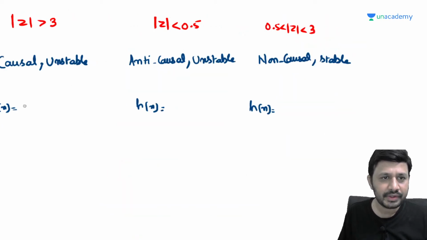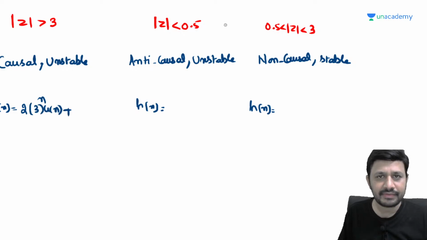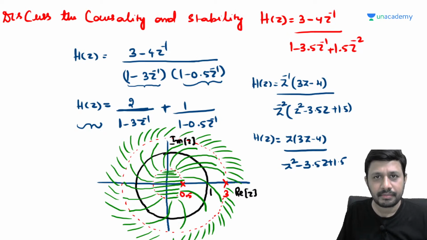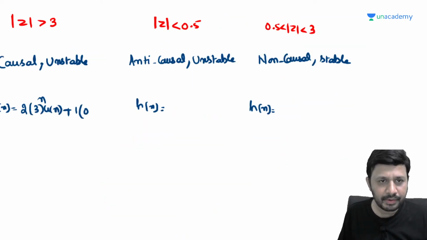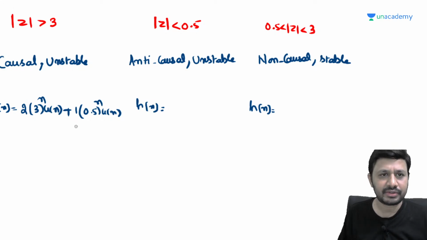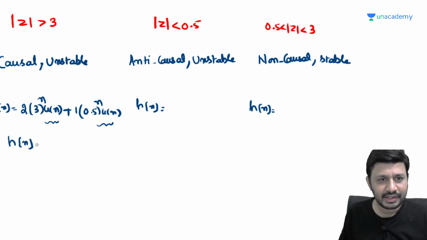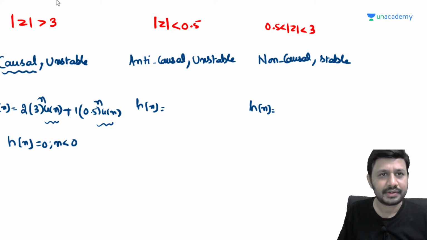So it would be 2 times 3 power n u of n plus 1 times 0.5 whole power n u of n. Simply, I am not doing anything. I am writing the inverse Z transform so that I will get the impulse response. Now, if we observe here, u of n is there. So this is starting at 0. This is also starting at 0. So h of n is 0 for n less than 0, consistent with the statement that the system is causal.